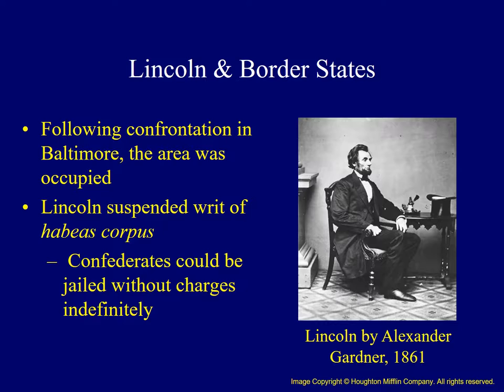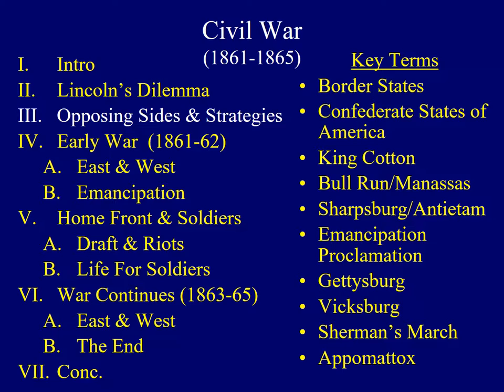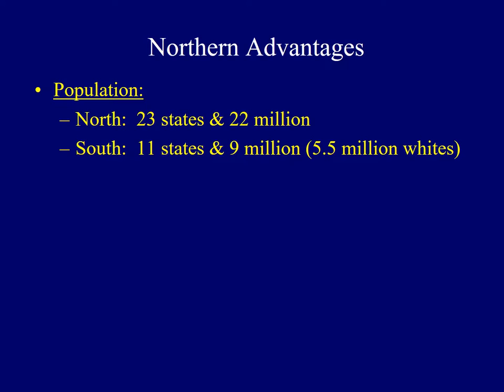When exploring the opposing sides on the eve of the war, it was clear that each had its own advantages and disadvantages. The northern states had the advantage of size and population. There were 23 states which remained in the Union during the war, with a combined population of about 22 million. The Confederacy included 11 states, with a population of only 9 million. Of those 9 million, about 5.5 million were white, while 3.5 million were enslaved.